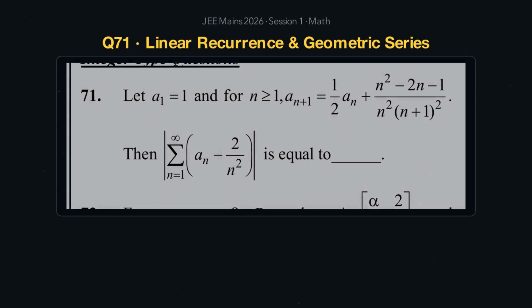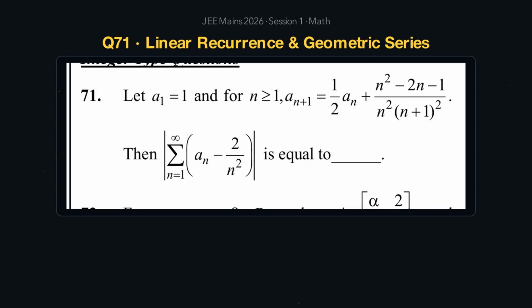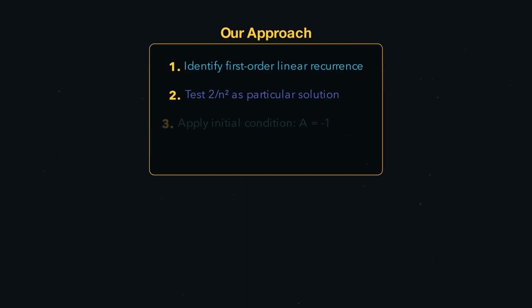A sequence where each term is half the previous, with a mysterious correction term. What does that correction encode? Here's our approach. First, we recognize this as a first-order linear recurrence, separable into a particular solution and a homogeneous part. Then, we test whether 2 over n squared is the particular solution. The question itself is hinting at this. Next, we apply the initial condition to pin down the constant. The sum collapses into a standard geometric series.